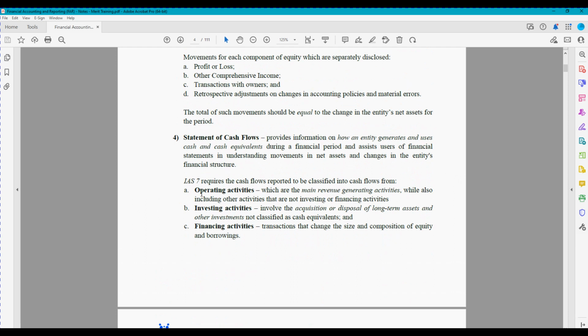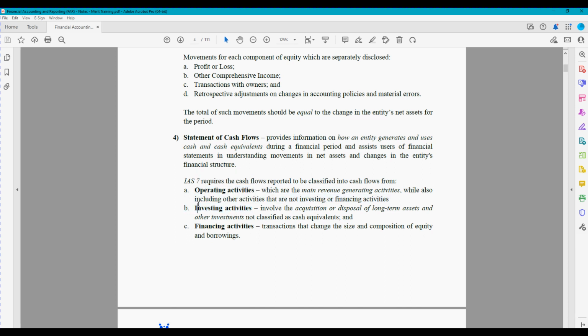So your operating activities per IAS 7 is basically your main revenue generating activities of the business. So what does the business actually do? What is its purpose? If it's a building company, then it would be from selling buildings and collecting, paying for the core materials for the buildings.